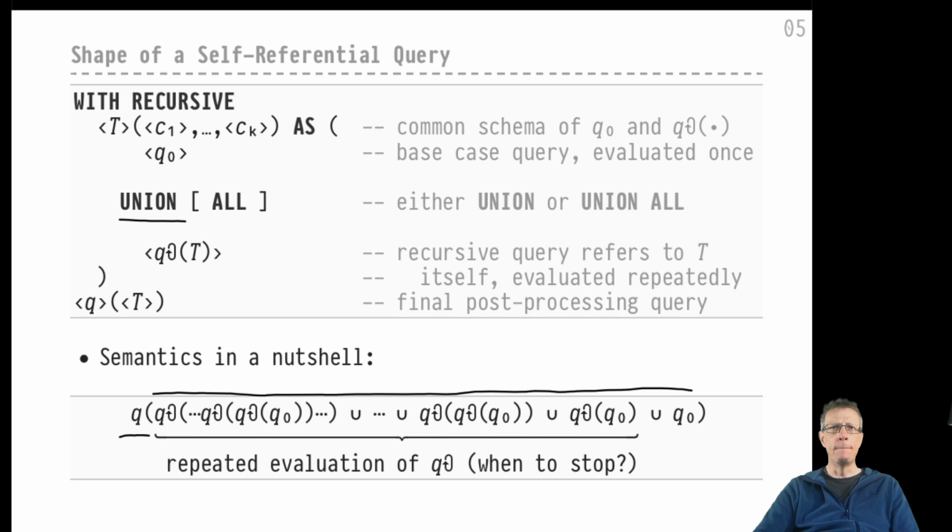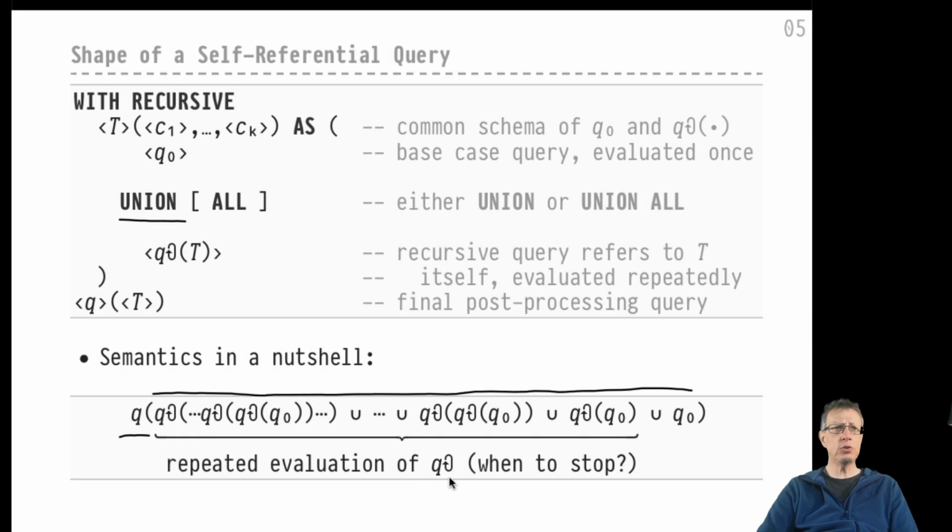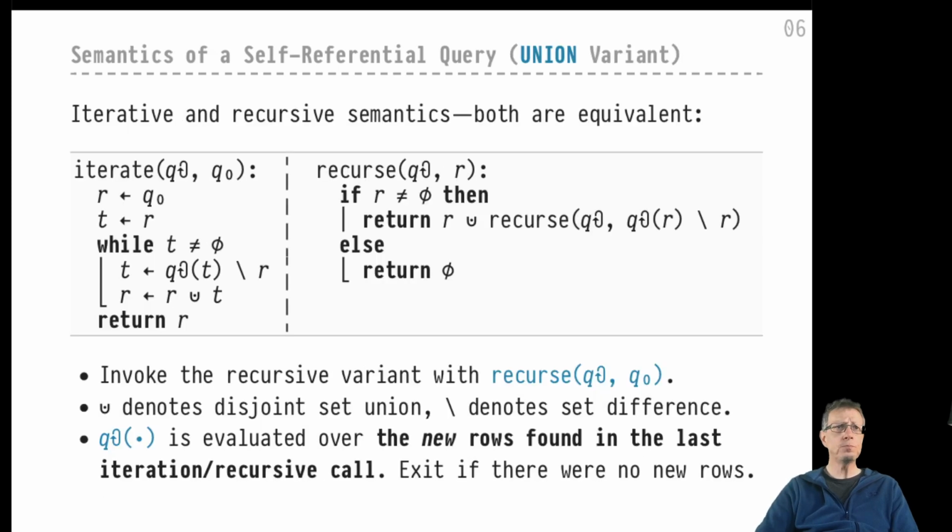There's now the question of, well, when would you stop? What's the stopping criterion? When would you stop with these repeated evaluations of the recursive query, here, the second part after the union? The answer to this is in the operational semantics of this recursive common table construct. And I've tried to reproduce that for you here on the next slide. This would be a proper semantics of the self-referential query.